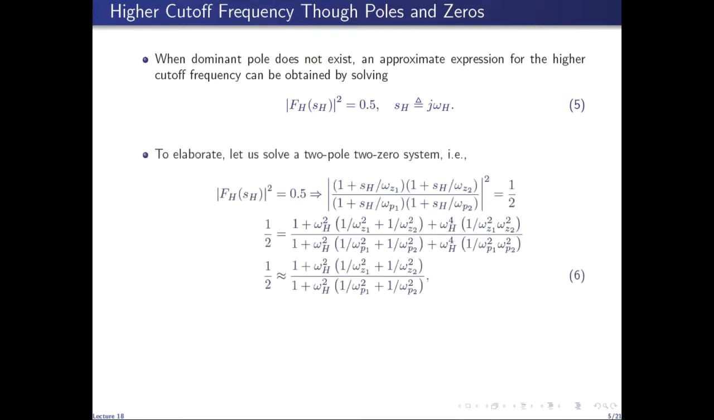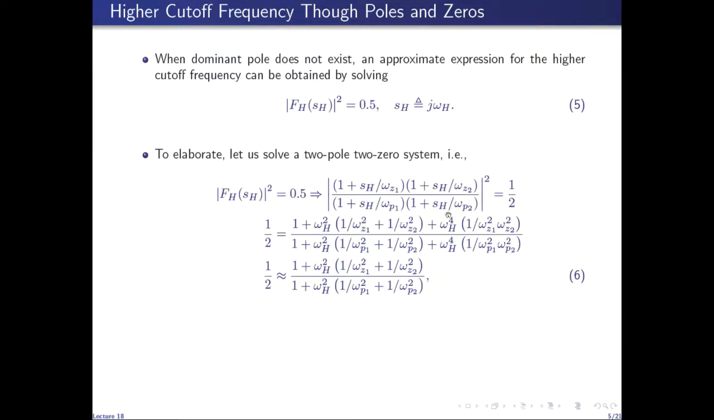So to elaborate further, let us solve a two-pole 2-zero system for mathematical convenience. So FH is now given by the product of these two factors, which represent the 2 zeros of the system, and the product of these two factors, which represent the 2 poles of the system.